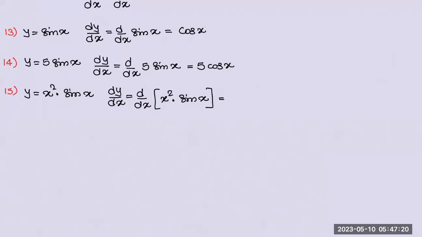So d by dx of this one will be, first of all, keep x square constant, d by dx of sin x. Then keep sin x as constant, d by dx of x square.